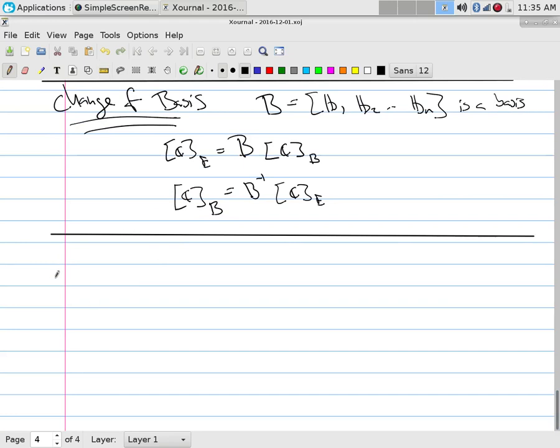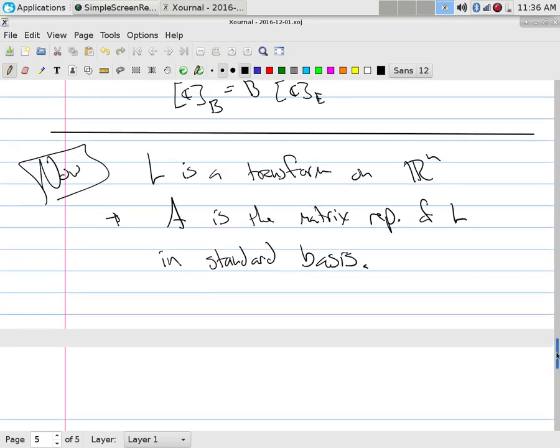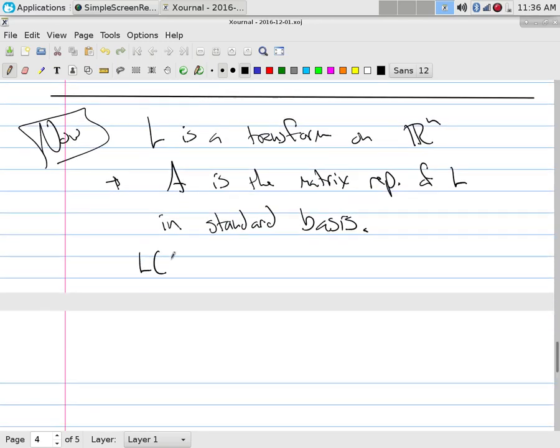So here's the kind of interesting thought. L is a transform on Rn. And we found A is the matrix representation of L in the standard basis, right? So what's going on here? Transforms say that if I take L of a vector X that's in standard form, it spits out some new vector Y still in standard, right?